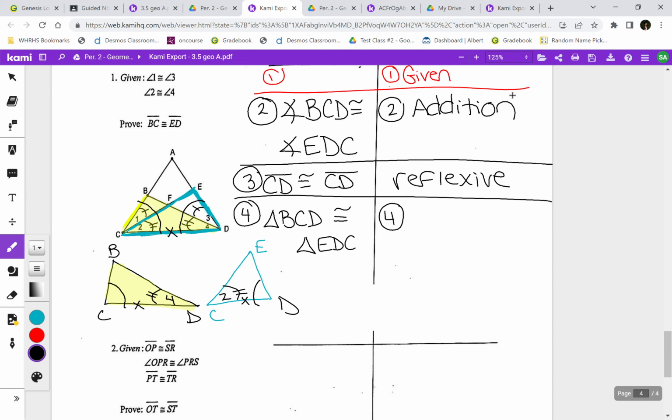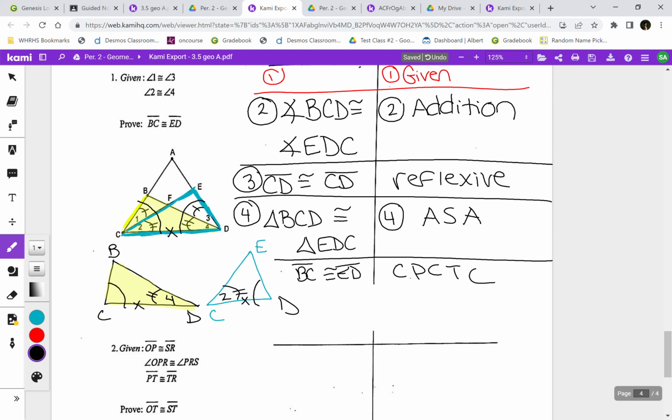And that is ASA. Now that the triangles are congruent, can we now use CPCTC? Yes, just to make sure, are BC and ED full sides? They are full sides, so I can say BC congruent to ED CPCTC.